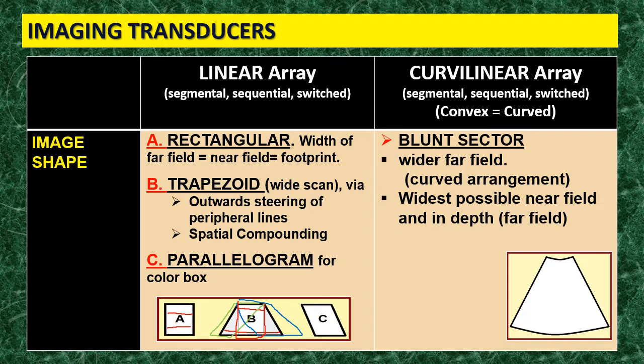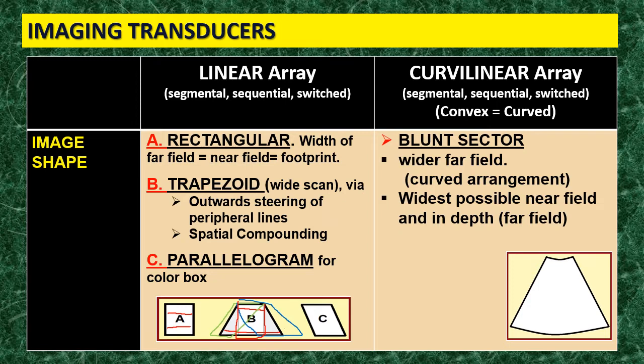All right, so now I have two image shapes: the rectangular and the trapezoid. What about the third pattern, which is called parallelogram? In the parallelogram, all the active elements are steered to one direction. So I'm getting what we call the parallelogram. Okay. Sometimes this is used in some machines that are capable of doing this, which will help you to scan.